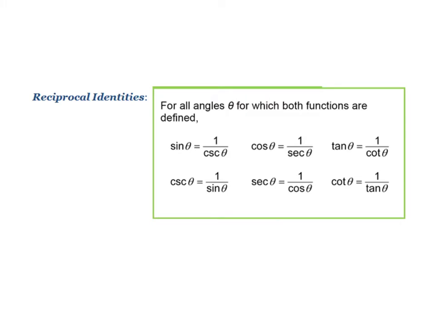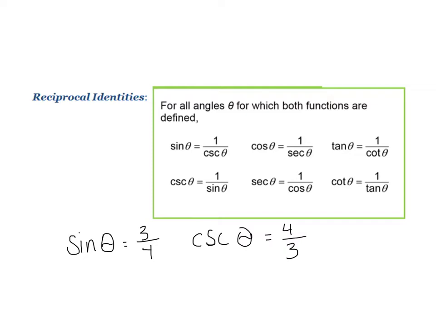We're going to pick up with Chapter 5.2, talking about reciprocal identities. Each one of the trig functions is a reciprocal of some other function. So if we have the sine of a particular angle theta, let's say that the sine of theta is 3/4, what that means is that its reciprocal is cosecant. So the cosecant of that same angle would then be 4/3. That's what it means by reciprocal identities.